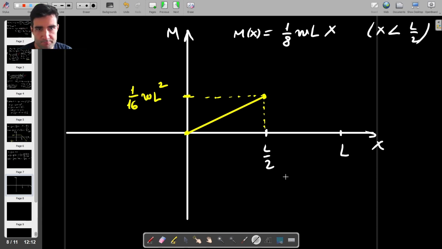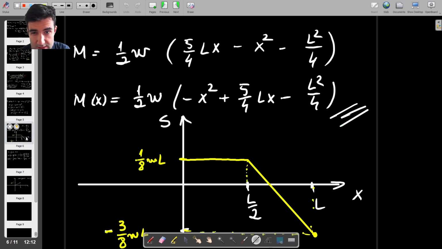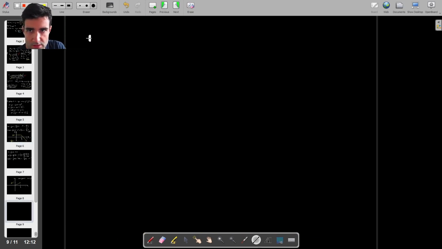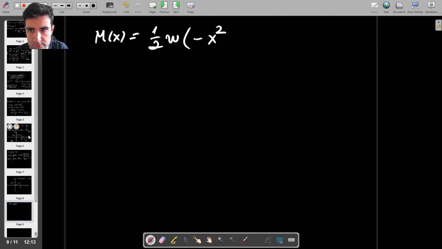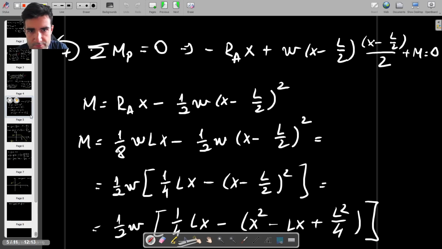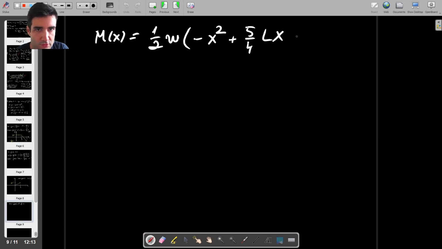Okay, and then the other one, which is going to be slightly more complicated, is the bending moment along the right half of the beam. So that bending moment is going to equal this thing. We have 1/2 times W times minus X squared, plus 5 over 4 LX, minus L squared over 4.